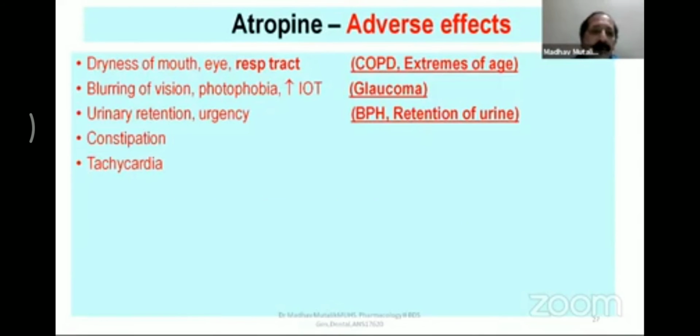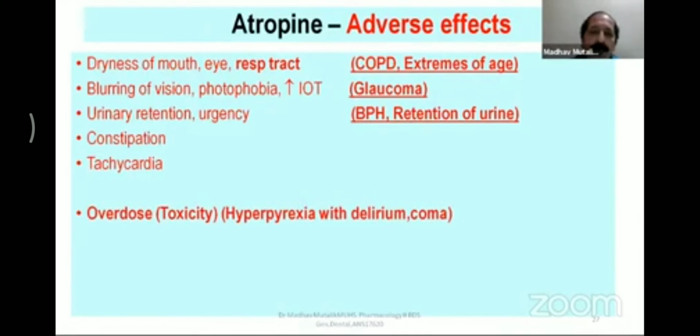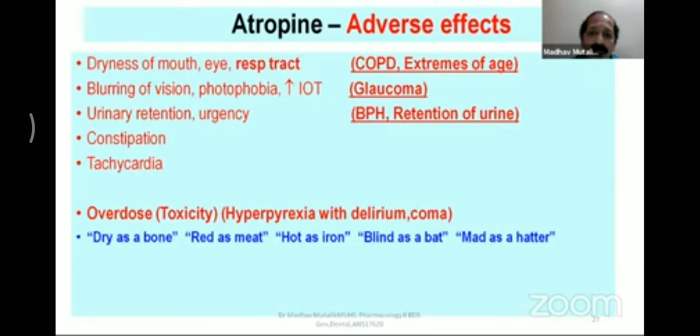And if atropine is taken in overdose, then atropine produces hyperpyrexia, there is loss of temperature balance, and there is delirium and coma. And the interesting thing, which is written in many books: dry as a bone because there is dryness, red as a beet because there is vasodilation, hot as a hare because there is increase in body temperature, blind as a bat because there is blurring of vision, and mad as a hatter because atropine produces delirium and coma. Atropine crosses the blood-brain barrier and produces effects on the central nervous system.